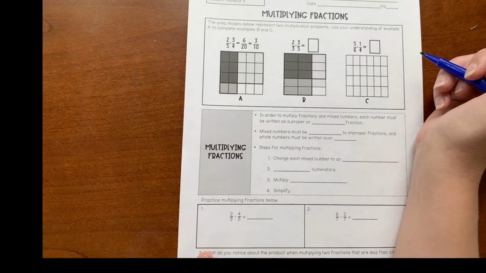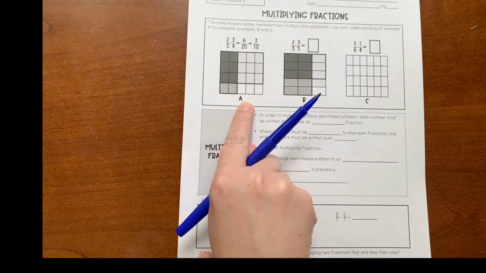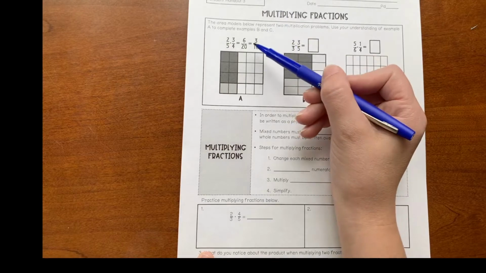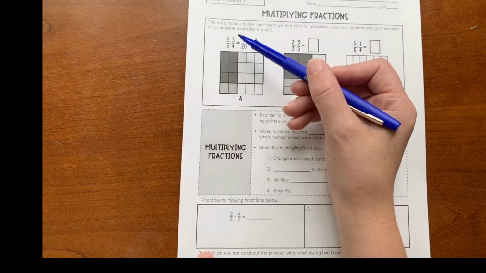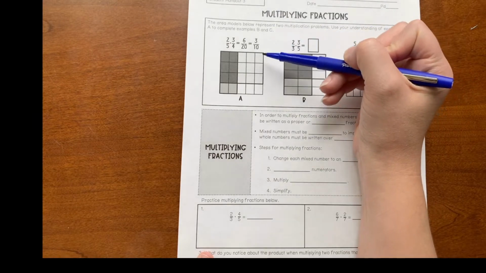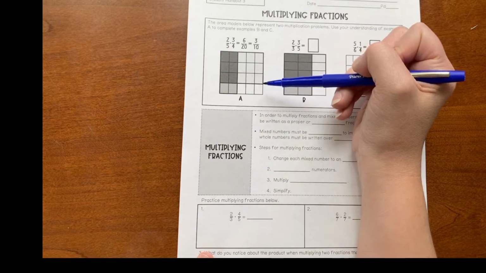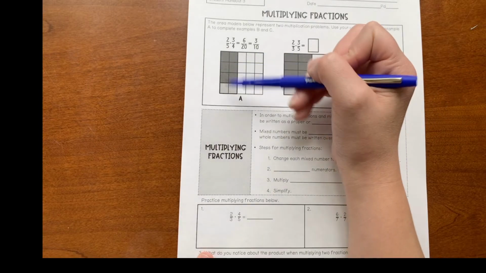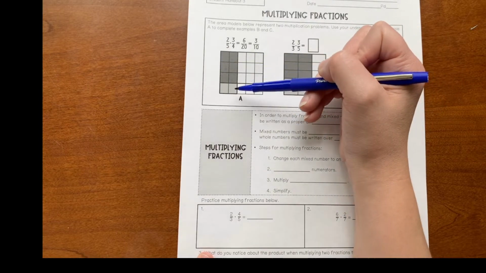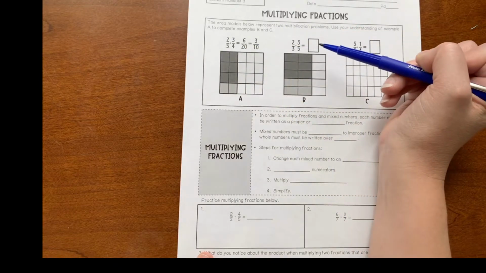It says the area models below represent two multiplication problems. Use your understanding of example A to complete examples B and C. So when we look at example A, we have a multiplication problem of 2/5 times 3/4. When we look at these examples, we see that there's 5 equal sections and groupings across. And so what they did was they colored in 1, 2 out of the 5.